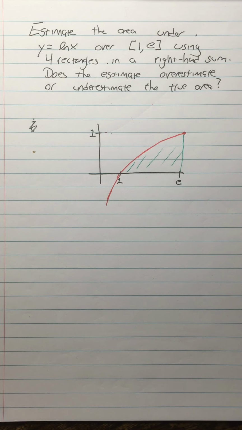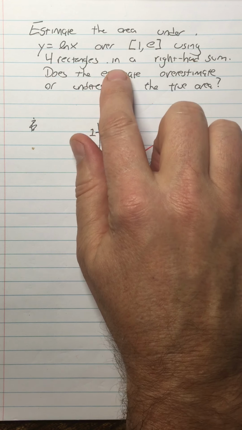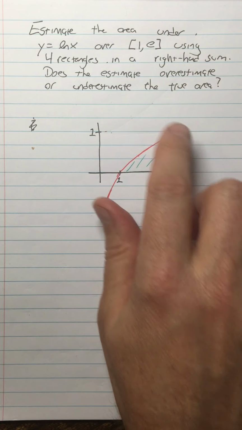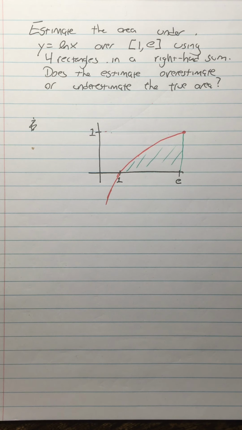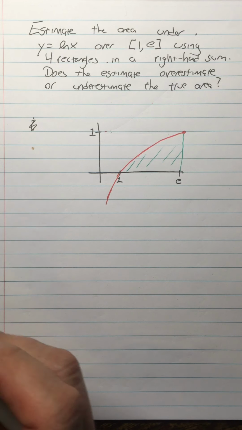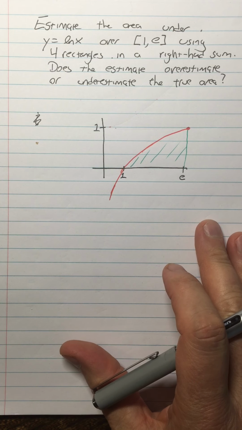Estimate the area under y equals ln of x. I'm going to demonstrate some calculator techniques here too. Y equals ln x over 1 to e, using 4 rectangles in a right-hand sum. Does the estimate overestimate or underestimate the true area, which is a popular AP exam question? Does it overestimate or underestimate? And they'll usually be looking for a reason for why you think it overestimates or underestimates.